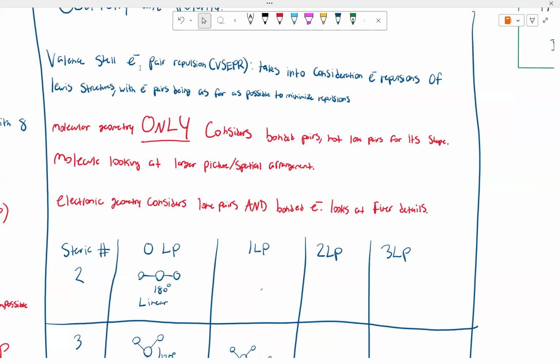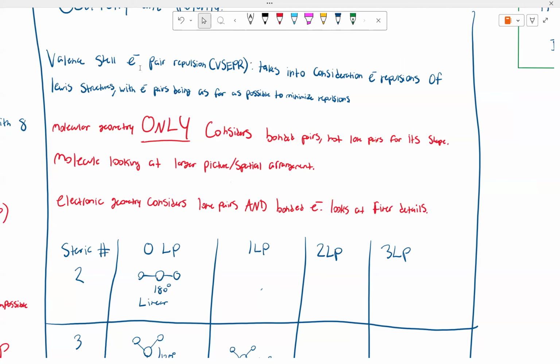Molecular geometry. There are two terms that you should look at: molecular geometry and electronic geometry. Molecular geometry only considers bonded pairs, so not lone pairs, for its shape. It's kind of looking at the larger picture or spatial arrangement.